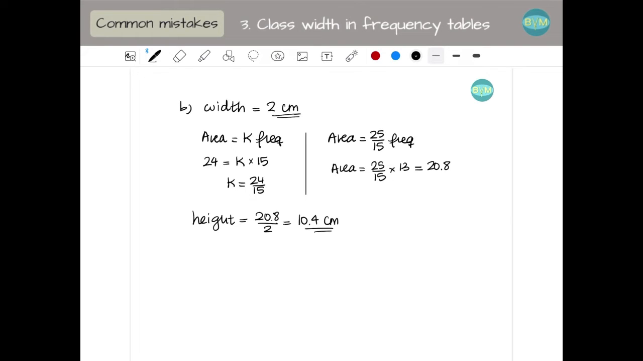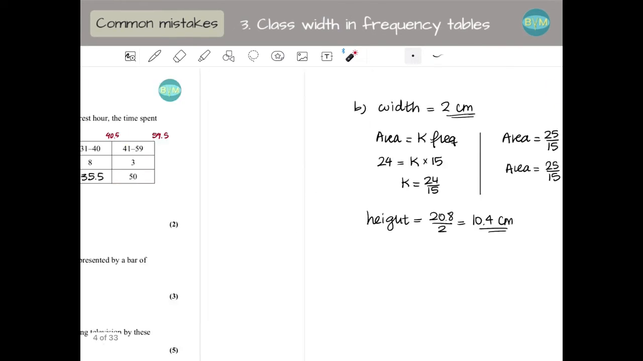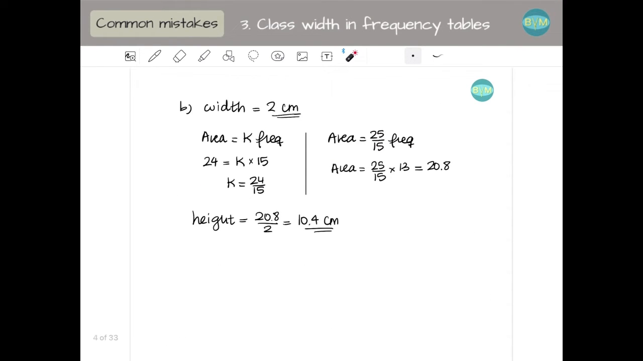And you have 3 marks in this question. I think 3 marks? Yeah, 3 marks. 1 is for method and the other 2 for the 2 answers.